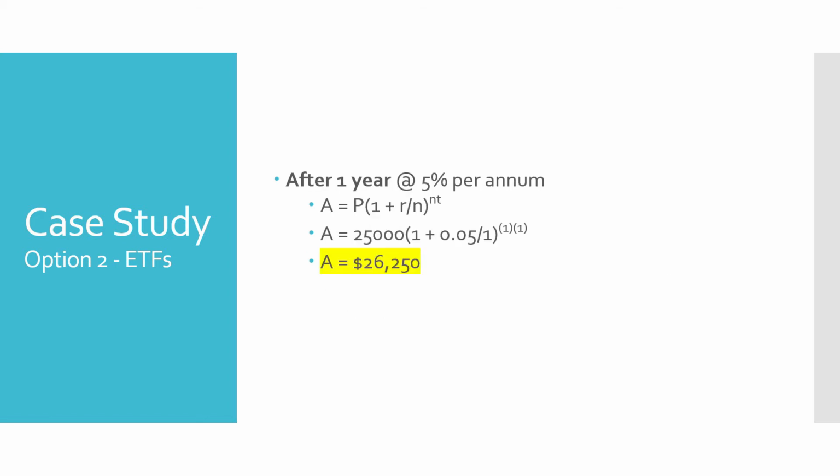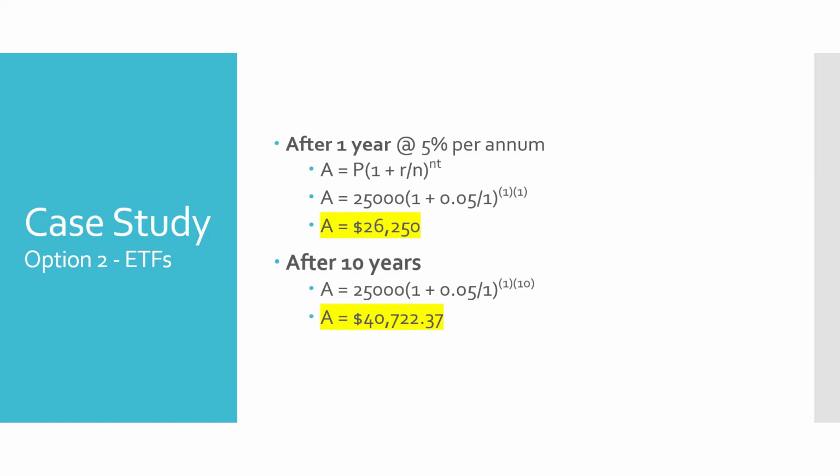After 1 year of investing his money in ETFs at 5% rate of return, John is expected to have a total investment amount of $26,250. Notice in the formula that N is equal to 1 and T is also equal to 1. T represents the number of years and N represents the number of times the interest is compounded.